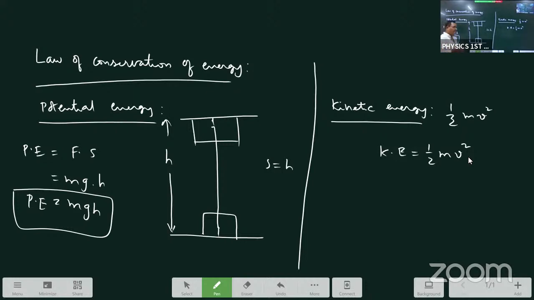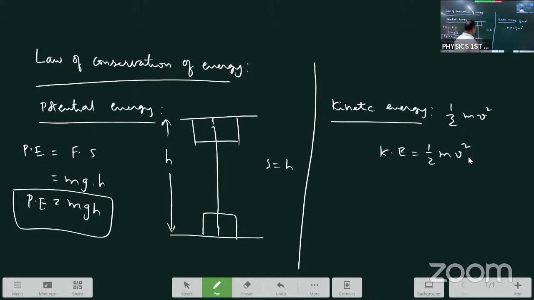Next, kinetic energy. Kinetic energy means when a body is in motion, suppose one bus is moving with some velocity, it has some energy. That energy is kinetic energy. The kinetic energy formula is half mv square. So these are the two kinds of energies. Now we have to prove law of conservation of energy in case of a freely falling body.